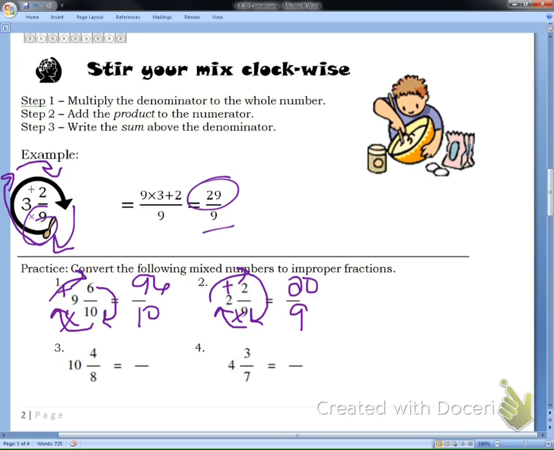Okay, you ready to go? On number 3, you started with the 8, and you should have multiplied by 10. 8 times 10 is 80. And then added your 4, so 84 over the original 8. So you just go around clockwise, starting at the bottom. Look at number 4. 7 times 4 is 28, plus 3, so 28, 29, 30, 31, all over the 7. How'd you do?